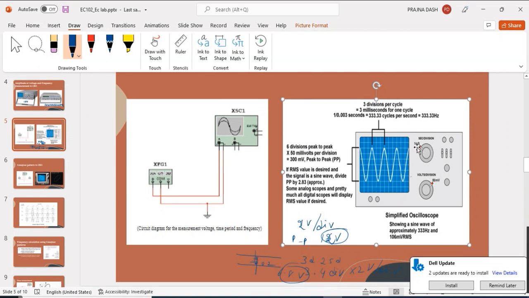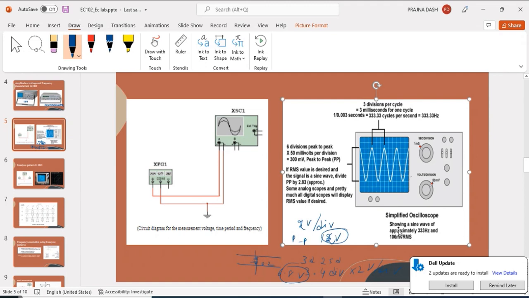Here it is given that the knob is set at 1 millisecond per division. That means you calculate the time period as 1 millisecond per division times 3 divisions. So obviously it is 3 milliseconds in one cycle. The time period of this signal is 3 milliseconds. Then you have to calculate the frequency. 1 by time period will be your frequency.